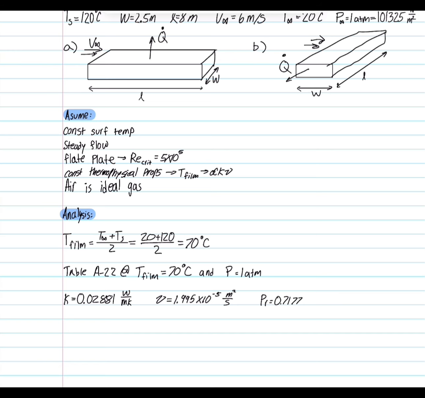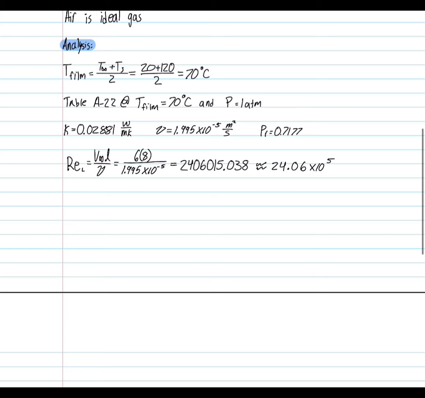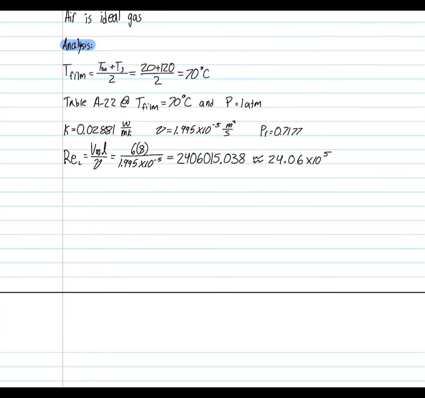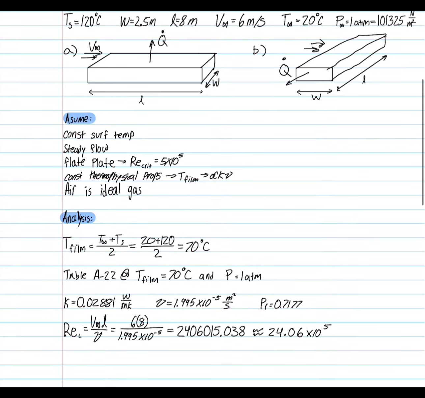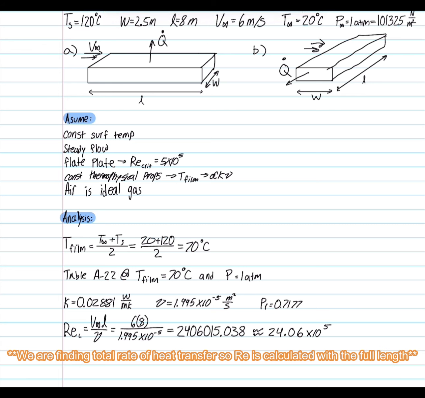And so the next step in this problem is to find the Reynolds number. But let's just define LC for part A, and it's the length parallel to the flow in these forced convection problems. So now we want to find the Reynolds number at the edge of the plate because we're trying to find the temperature at the edge of the plate, I believe.